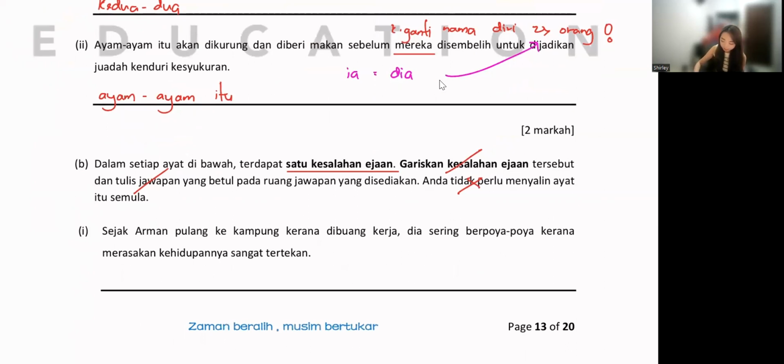What is wrong here? Sejak anak pulang ke kampung kerana dibuang kerja, dia sering berpoya-poya is wrong. Because we got only berfoya-foya. Berfoya-foya, it means menghabiskan masa dan wang tanpa memikirkan kesan negatifnya. Menghabiskan masa dan wang. That's the meaning. In exam, you just write out the correct answer.